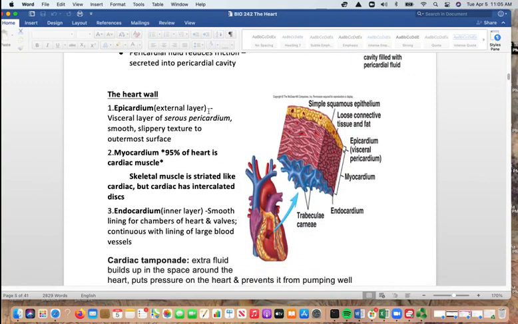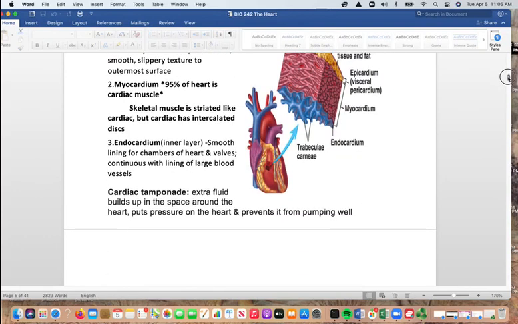So if we look at the heart wall, the external layer is the epicardium on the outside. It's serous pericardium, so it's smooth and slippery. The myocardium makes up about 95% of the heart. It's the muscular portion. It's striated like skeletal muscle, but cardiac muscle is going to have intercalated discs that make it a little bit different. Then the endocardium is the inner layer. It's going to be smooth as well. It will also be the same tissue that's going to fold on itself to form the valves, and then it will be continuous with the lining of the blood vessels as well.